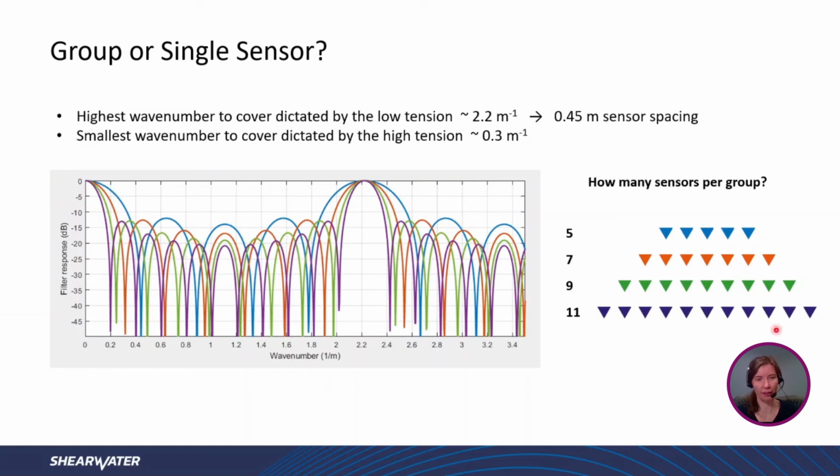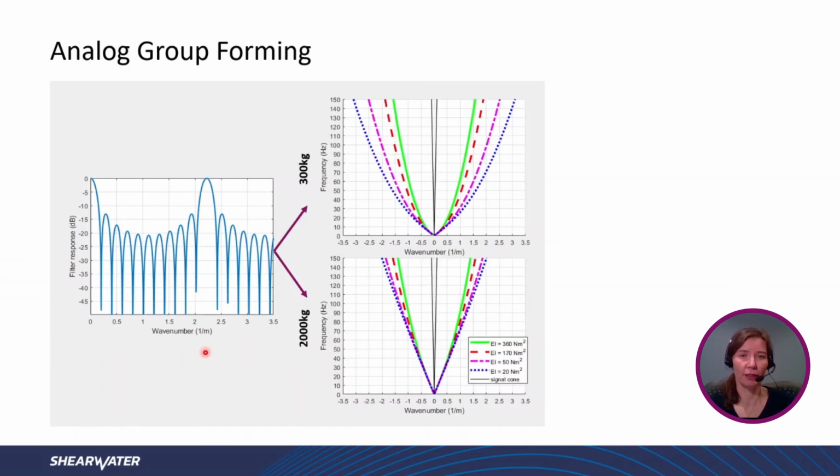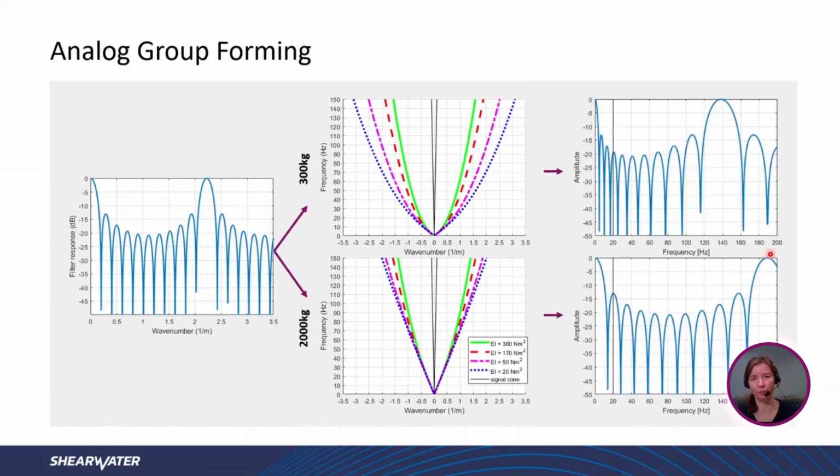And for that, I'm going to take the response of the 11 now, which you see here. It's the same filter response as before, but just picking the curve of the 11. And now what you can do is when you look at the two dispersions from the different tension scenarios, you can project the wave number response onto the dispersion curves to get the response as a function of frequency. And this is what you see here.